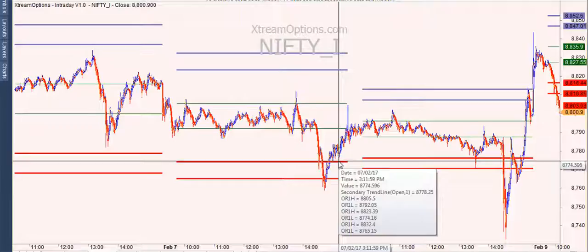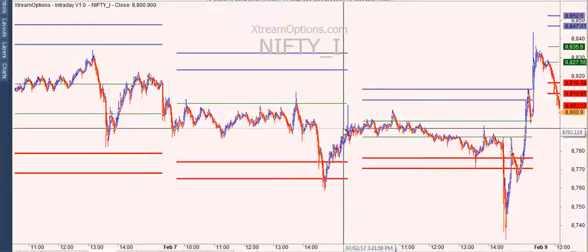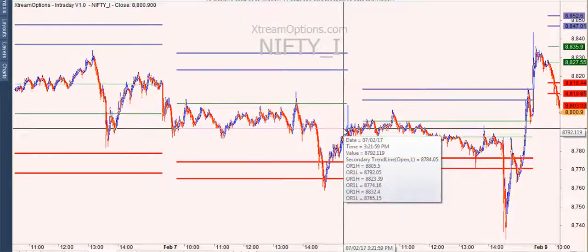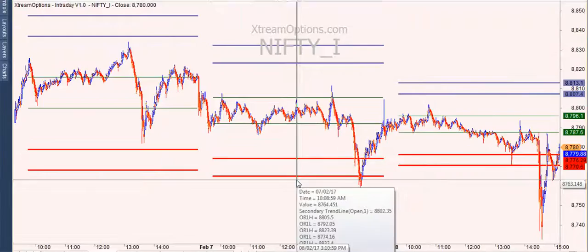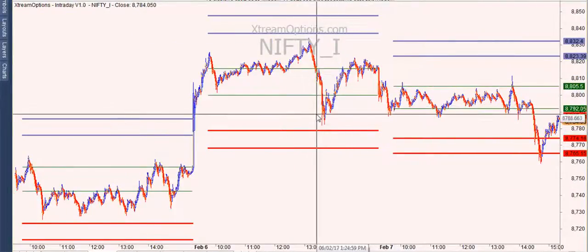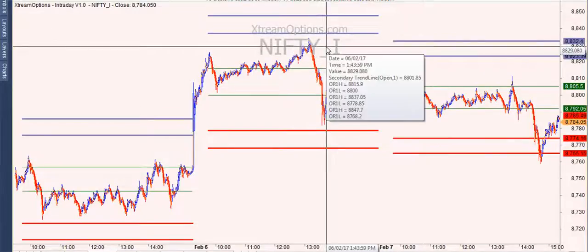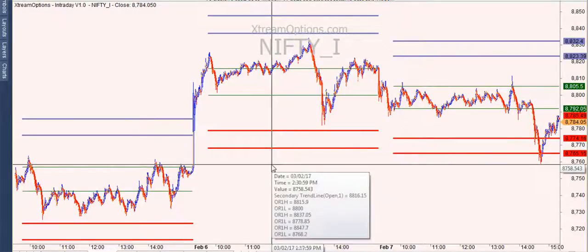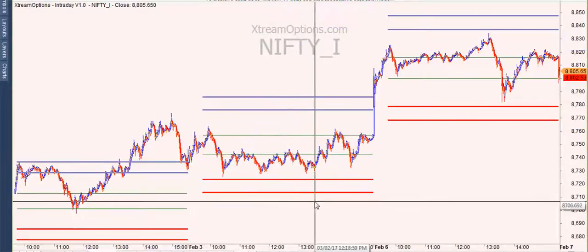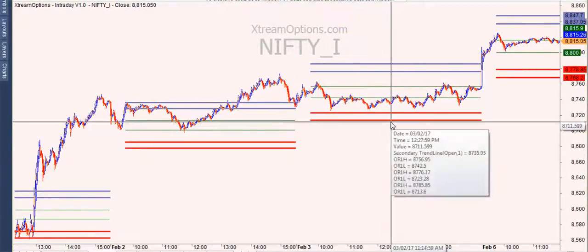The number of points that you would have made here is from 8774 and 8765 all the way back to 8792, which is more than 20 points. This particular day there was no trade because the support and the resistance bands were way too off. So that's okay. It's okay to miss trades. Here as well there were no trades.